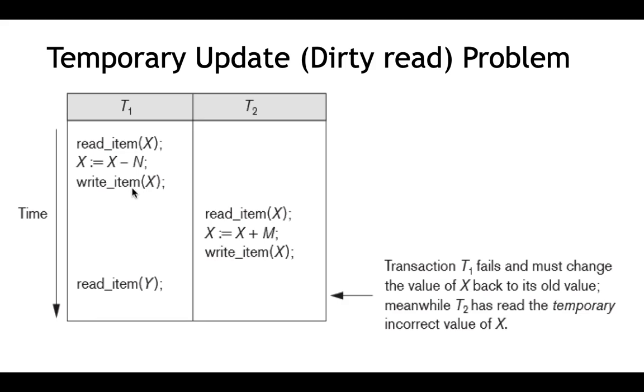Now what if you don't enter the OTP correctly or you don't have sufficient balance? What happens? Let's see that. Imagine X is getting updated, write item X, but that transaction doesn't commit.